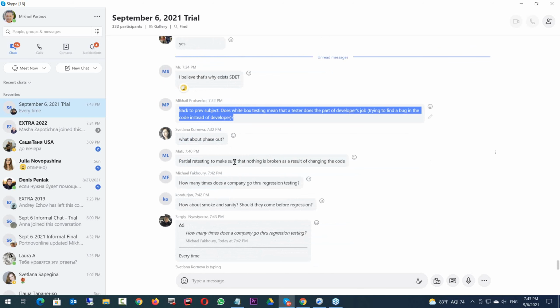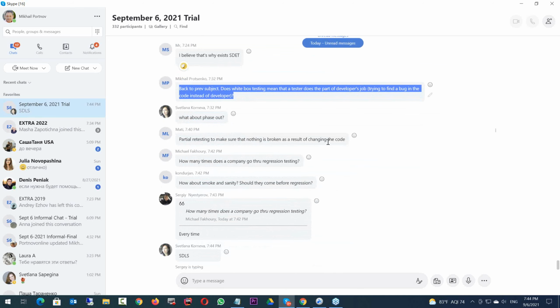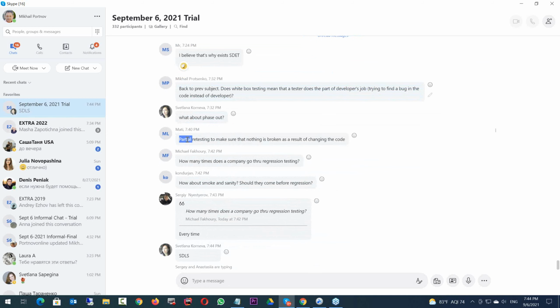Partial retesting to make sure that nothing is broken as a result of changing the code. You can say that, but the word partial doesn't belong to the definition. Regression doesn't have to be partial, but regression is partial as a matter of fact, because we just do not have enough time to test everything. If we have enough time, we would test everything, but we just don't. So the word partial here doesn't explain the meaning of regression, but it explains the actual use of it.